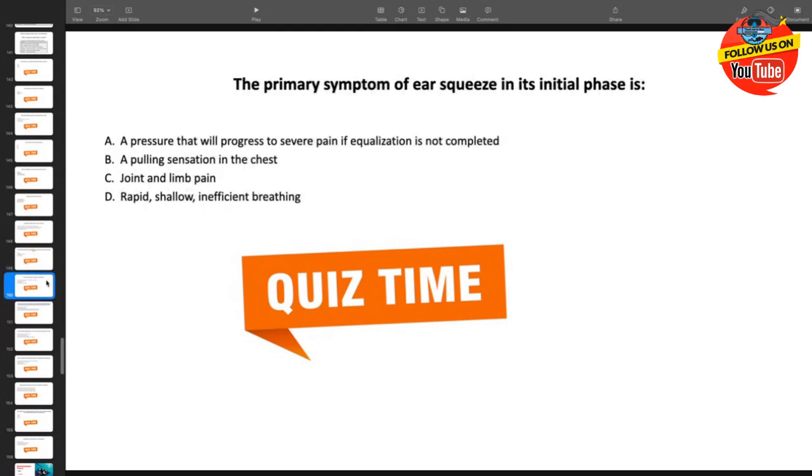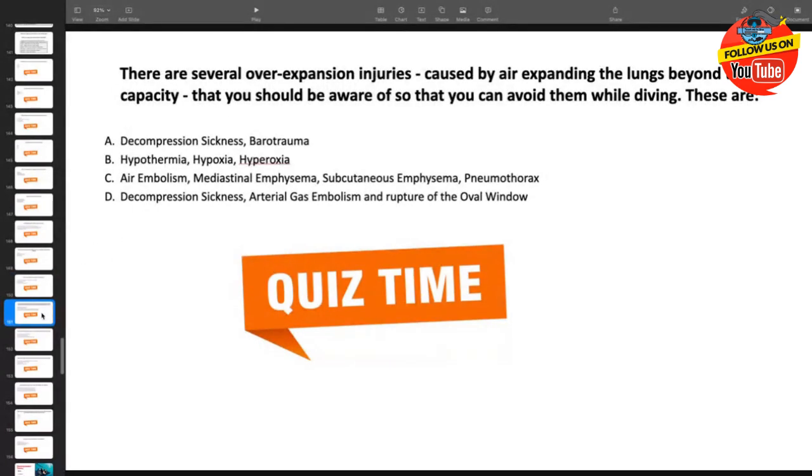All right. Adam, the primary symptom of ear squeeze in its initial phase is pressure, which will progress to pain if you do not equalize. Ding, ding, ding. Very good.